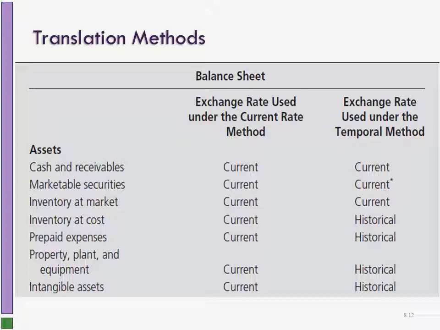Under the current rate method, we see that the current rate is used for all assets. However, under the temporal method, the current rate is used only for items carried at current cost, such as cash and receivables, marketable securities, and inventory at market, as they are measured at current cost, not historical cost. However, inventory measured at historical cost, prepaid expenses, property, plant, and equipment, and intangible assets are all translated at the historical exchange rate.